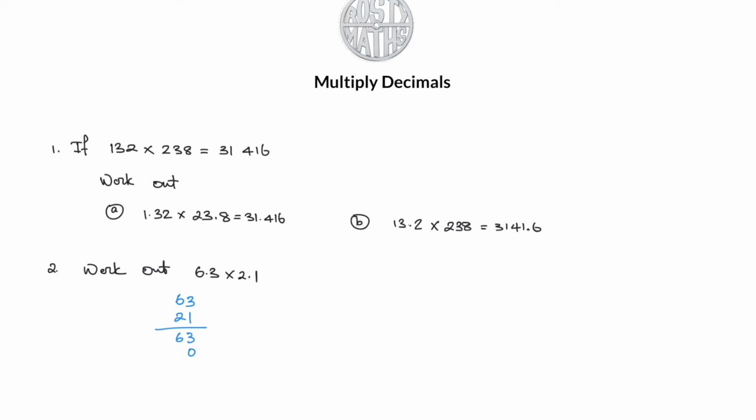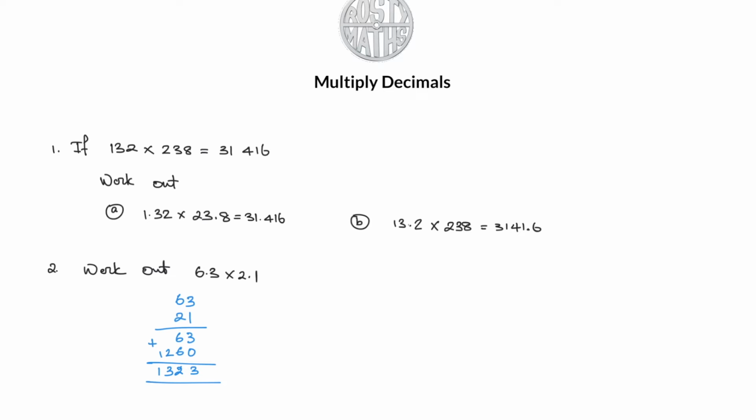Now I do 2 times 3, that's going to be 6 there. And then I do 2 times 6, that's going to be 12. Put the whole 12 in because there's nothing else to do with that. Let's add these up. 3, 6 add 6 is 12. 2 plus that 1 makes 3. And then we've got that 1 there.